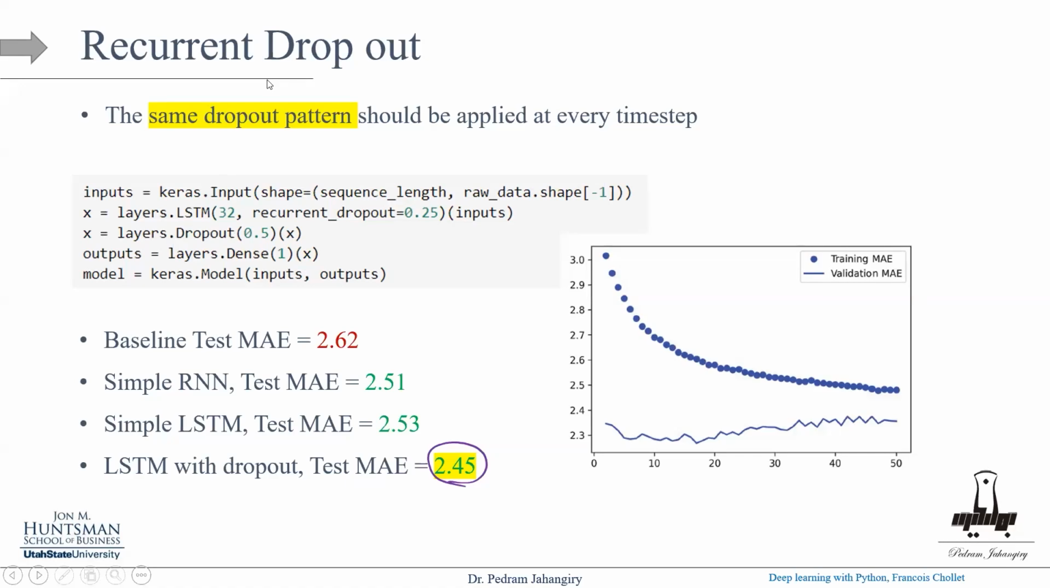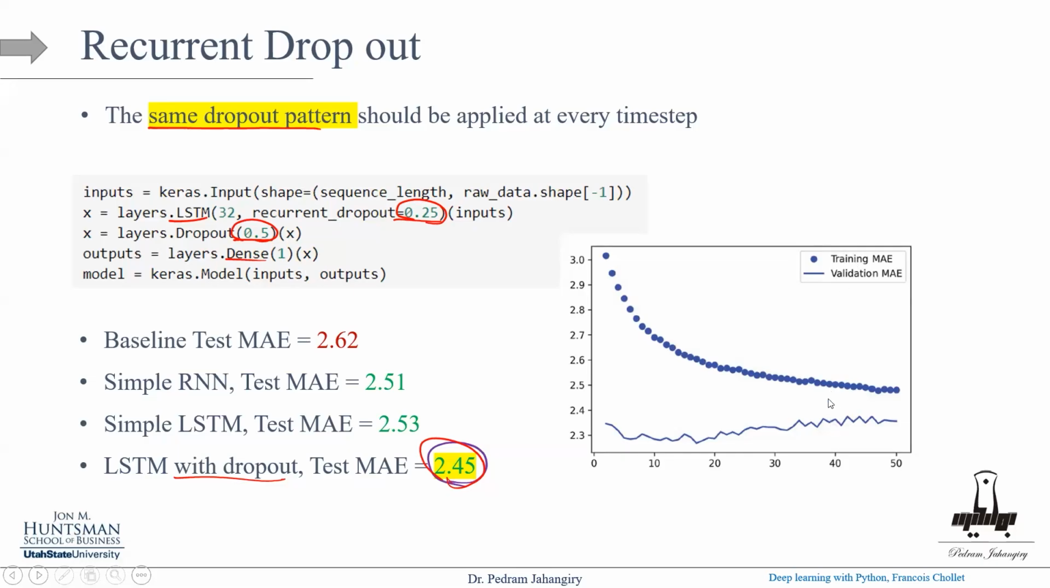So what is a recurrent dropout? Again, the same dropout pattern. That's the difference between regular dropout and recurrent dropout. So how do we add it? LSTM, recurrent dropout 25%. Let's see the one with dropout, is it doing better? Yes, it's doing a lot better. And right now, we have this problem of validation loss being less than train loss.